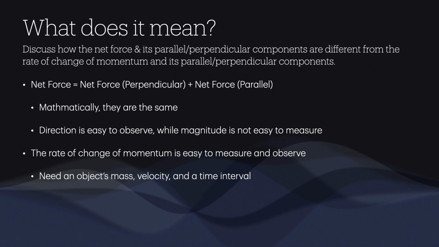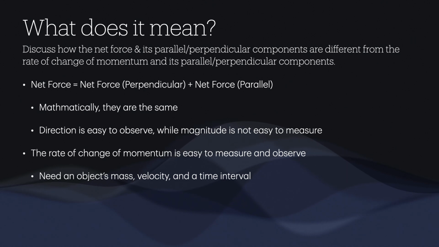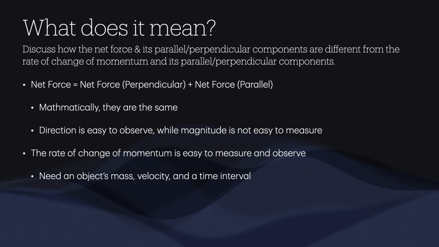What does it mean? So how is the net force and its parallel and perpendicular components different from the rate of change of momentum in its parallel and perpendicular components? Well, the net force is just equal to the net force in the perpendicular direction plus the net force in the parallel direction. Mathematically, here they're the same, and the direction is easy to observe with the arrows in the simulation, but the magnitude is not as easy to measure. On the other hand, the rate of change of momentum is easy to measure and easy to observe, since all we need is an object's mass, velocity, and a time interval.